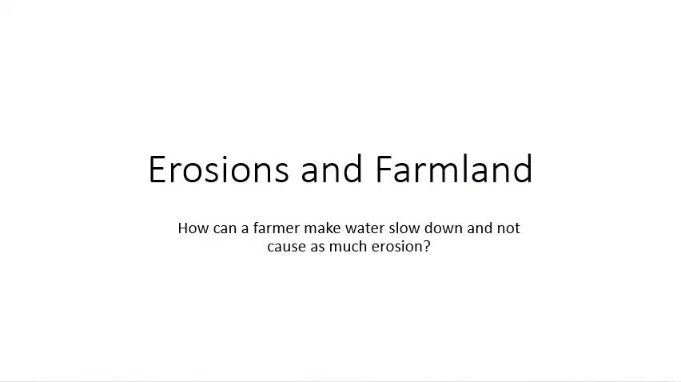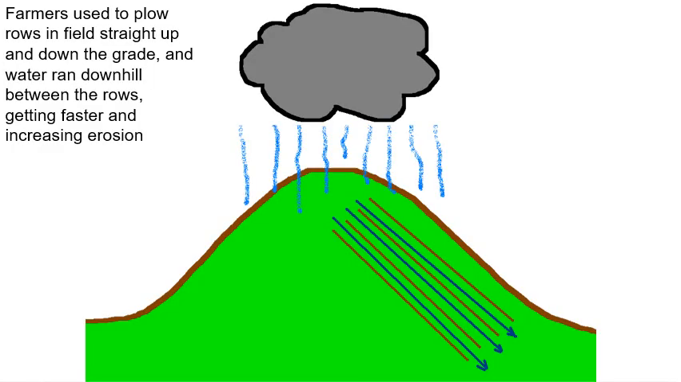Now, with farmland, farmland's a very special case where farmers have to fight erosion because they want to keep their soil because that's what their plants grow in. That's their livelihood. So the question becomes, how can a farmer make water slow down and not cause as much erosion? Well, in the old days, farmers used to plow straight up and down hills. That was the easiest way to go. You walk straight up the hill and straight down the hill as opposed to going sideways. The problem is when it rains, the water gets sliding downhill in those little channels with nothing in its way, and it's going to carry away a lot of your soil. Well, farmers want to keep their soil in place because that's what their plants grow in.